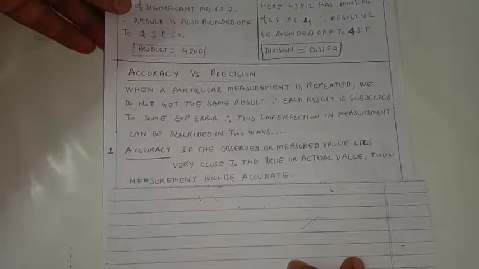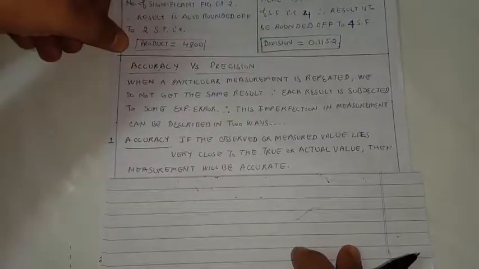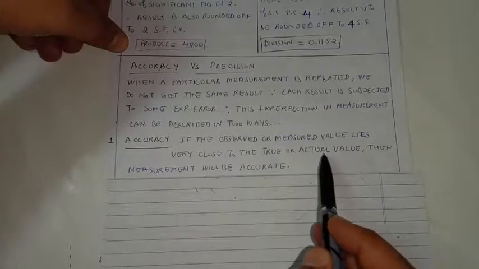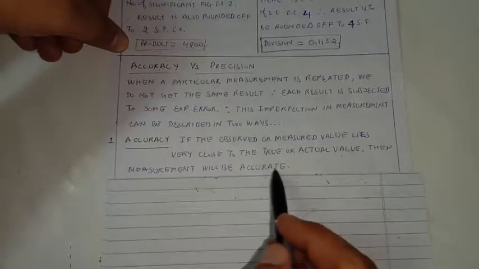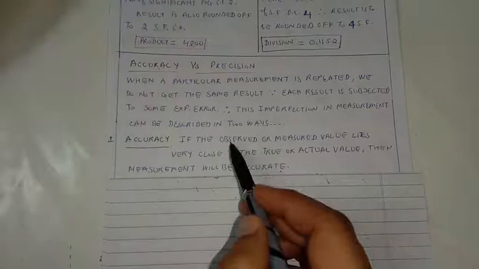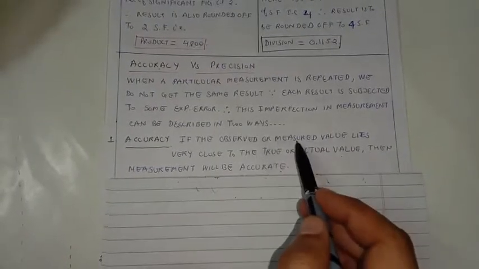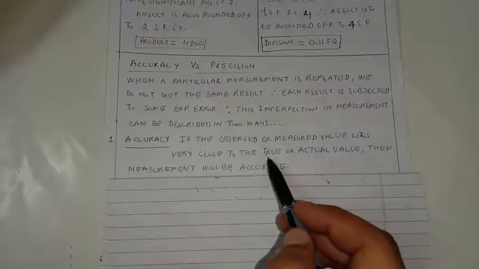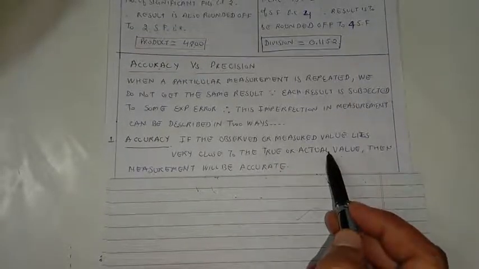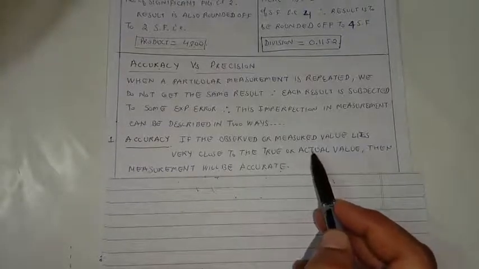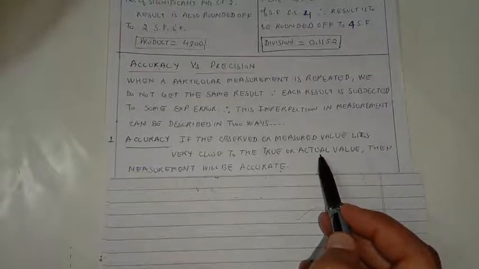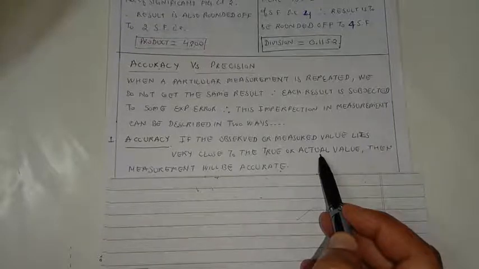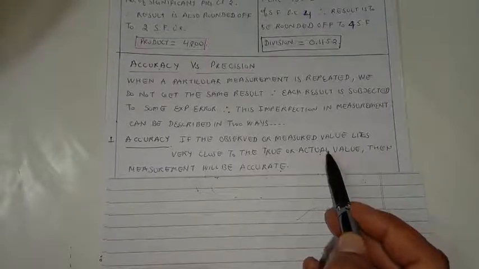Accuracy: if the observed or the measured value of a physical quantity lies very close to the true or the actual value, then the measurement will be accurate. What is the observed or measured value? The value which is observed or measured by us with the help of some measuring device is called the observed or measured value. The true or actual value is the value of a physical quantity without any kind of error. The true value in practice cannot be measured, because every kind of measuring instrument contains certain kind of error.